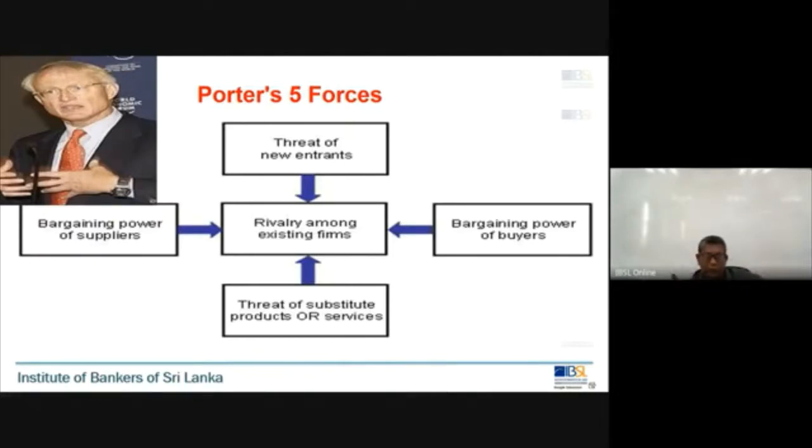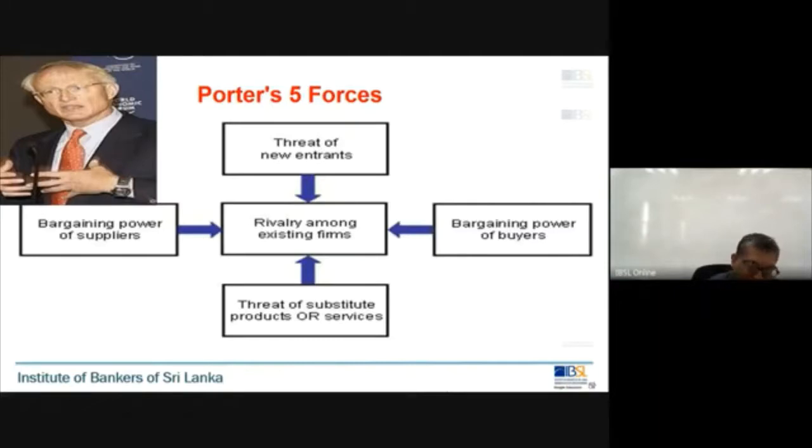How? Some customers are loan customers. Some customers are deposit customers. If deposit customers put money into the bank, only then can the bank give loans to the other side of the customers. So all these factors may contribute to the profitability of the bank. Therefore, we need to analyze all these forces, how these forces impact your business.